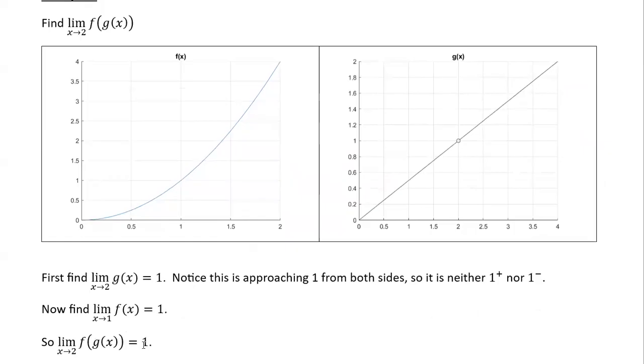So that's the answer. In this case, because we approached the inner function from both sides, we can approach both sides for f as well, the outer function. In the other two examples, we were approaching the inner function from either above or from below only. So that's why for the outer function, we took a one-sided limit.